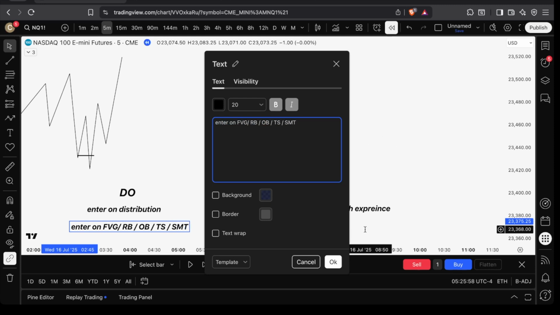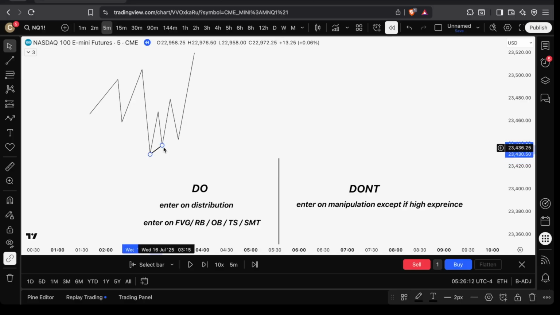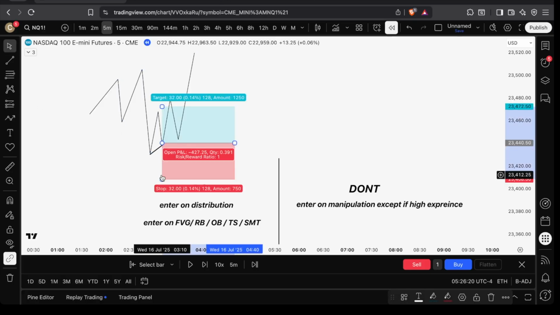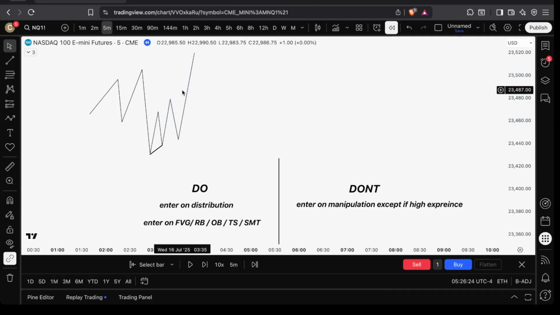I cannot write anymore. On SMTs, we can also enter. Right, let's say this happened, the ES took the low. We have an SMT right here. We are entering after ES starts reversing, like right here, putting our stop loss again below the wicks and targeting the opposing liquidity.